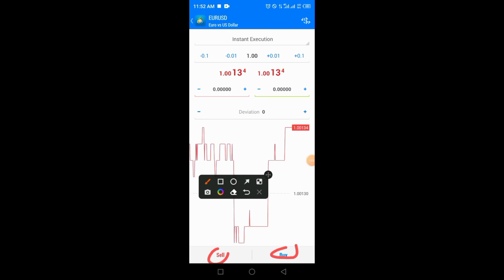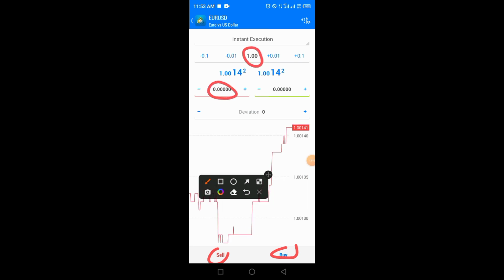Okay guys, so this is the execution interface. So guys, here is the lot size. Here on this side right here is the stop loss. Here is the take profit. So I'm going to make a video on how to set your stop loss and take profit, and I'll also make a video about lot size.